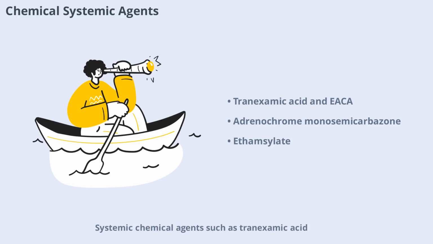Systemic chemical agents, such as tranexamic acid, epsilon-aminocaproic acid (EACA), adrenochrome monosemicarbazone, and ethamsylate, are used to reduce bleeding. Tranexamic acid is used for wound irrigation, while EACA and ethamsylate reduce capillary bleeding in the presence of normal platelet counts. Adrenochrome monosemicarbazone is administered before surgery to reduce bleeding risk. The efficacy of these agents varies, and their use should be tailored to individual patient needs and underlying conditions.